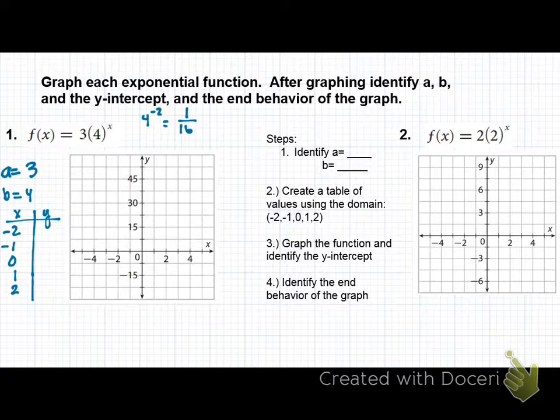Try this again. Ready? And then we have to multiply. 1/16 times 3 is going to be, we're going to put 3/16 right here. So that is the output of the function here.